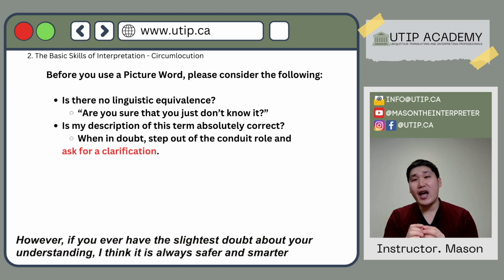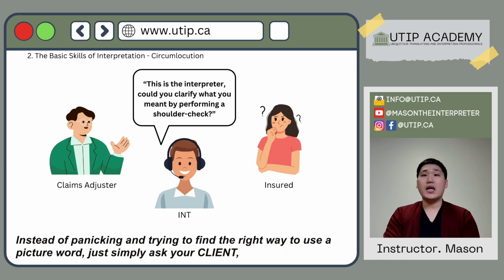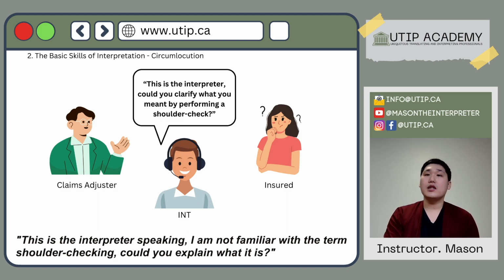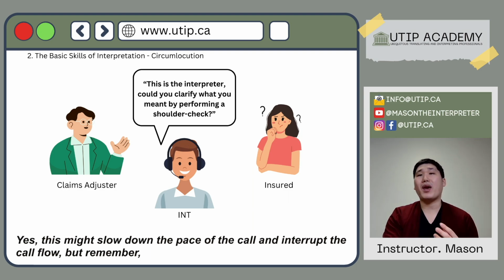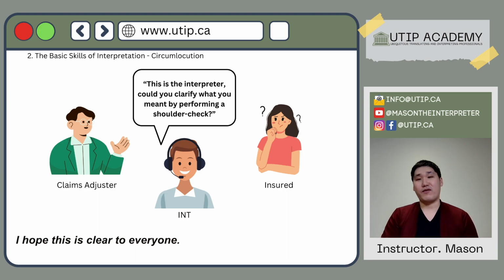However, if you ever have the slightest doubt about your understanding, I think it is always safer and smarter to step out of our conduit role and confirm the meaning as a clarifier. Instead of panicking and trying to find the right way to use a picture word, just simply ask your client, "Hi, this is the interpreter speaking. I am not familiar with the term shoulder checking. Could you explain what it is?" Yes, this might slow down the pace of the call and interrupt the call flow, but remember our number one goal is accuracy and completeness. I hope this is clear to everyone.